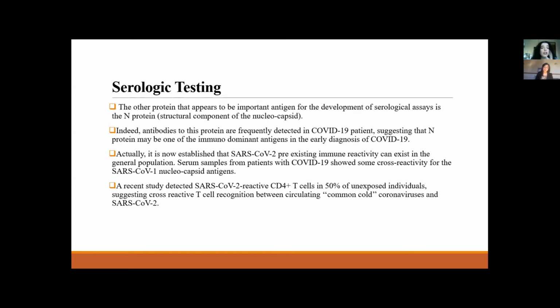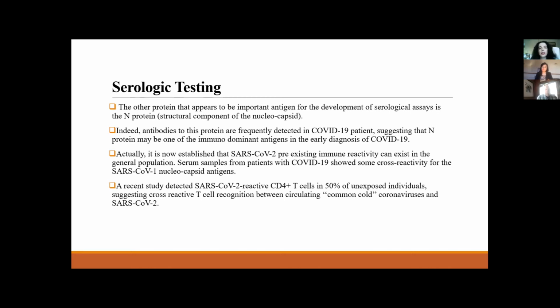Indeed, antibodies to the protein are frequently detected in COVID-19 patients, suggesting that N protein may be one of the immunodominant antigens in the early diagnosis of COVID-19. Actually, it is now established that SARS-CoV-2 pre-existing immune reactivity can exist in the general population. Serum samples from patients with COVID-19 showed some cross-reactivity for the SARS-CoV-1 nucleocapsid antigens.